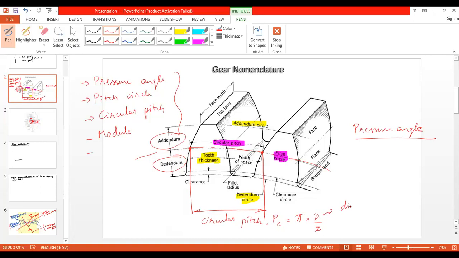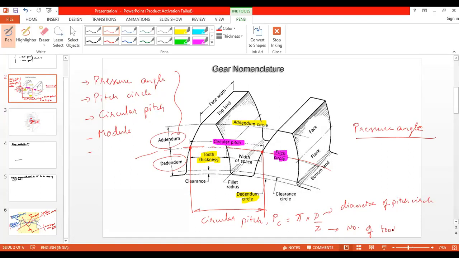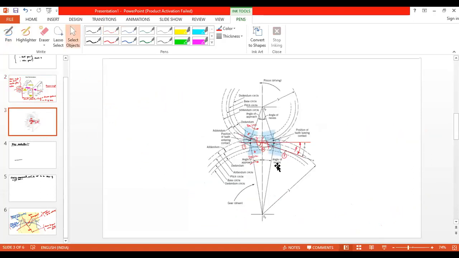where d is the diameter of the pitch circle and z is the number of teeth. And one more thing: here we have two gears which are in mesh. If these two gears are to mesh correctly, then they should have the same circular pitch.